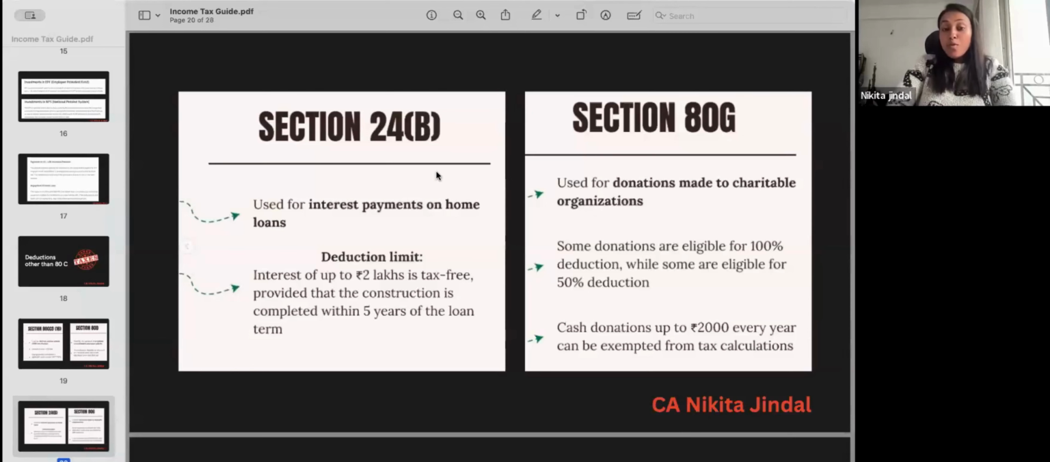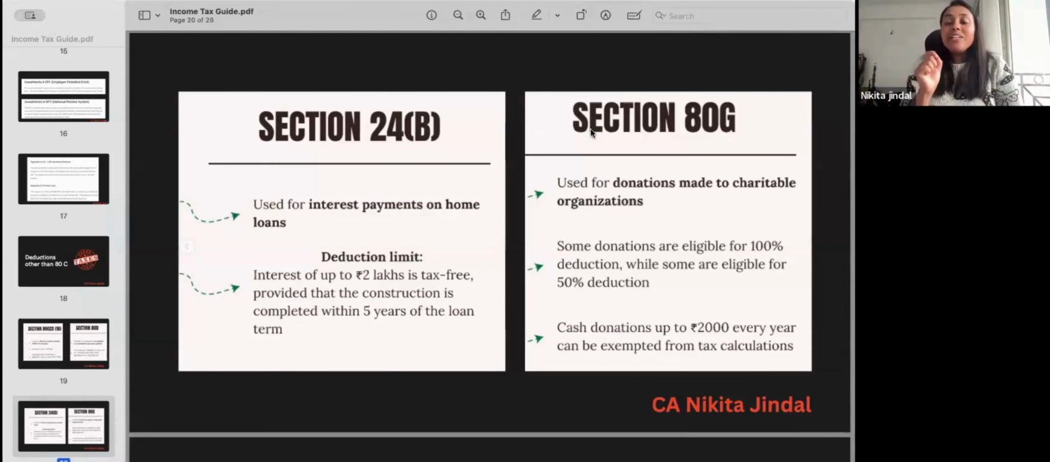So basically, if you have taken a home loan, you can claim 3,50,000: 1,50,000 under section 80C and 2 lakh under section 24B. So that is also a very good option. If you are planning to take a home loan, or you already have a home loan, you can consider these sections for claiming the best deductions.